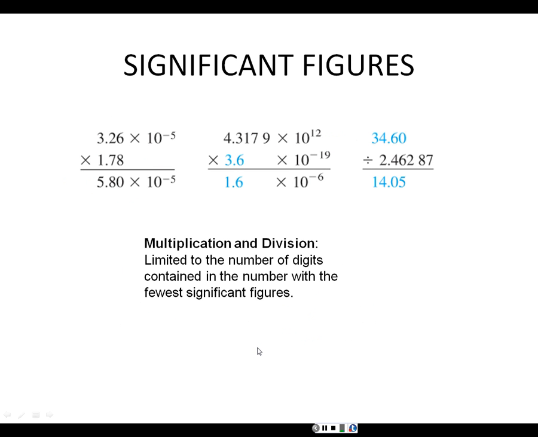In multiplication and division, in this case, we are limited by the figure with the lowest number of total significant figures. So in this first example, they both have 3 significant figures, and the answer will also have 3 significant figures. In the second example, one of them has 5 significant figures, one has 2, and the answer is going to be limited to 2 significant figures in accordance with the smallest. And in this last one, the first one has 4 significant figures, the last one has 6, and so we're going to limit our answer to the 4 significant figures of that 34.6.